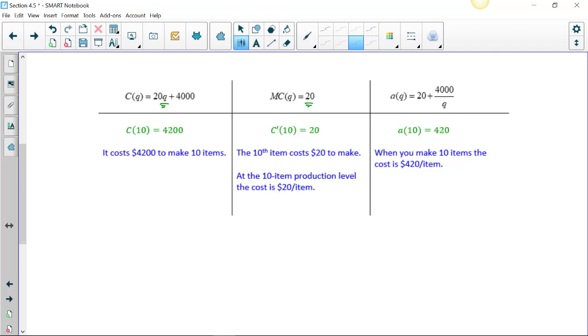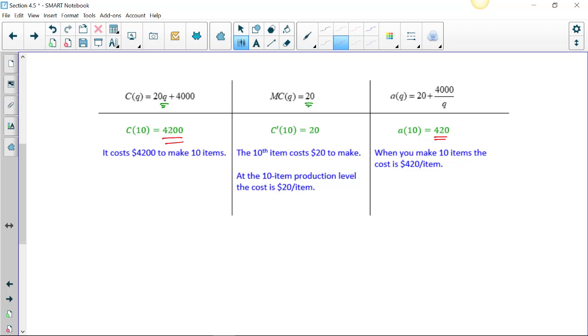Okay. So my third one here, the average cost function, once again, if I plug in 10, I get 420, which we can see if the total cost is 4,200, the average cost is 4,200 total for 10 items, then what is one item? So we would divide by 10 and we get 420. So when we make 10 items, the cost is $420 per item.